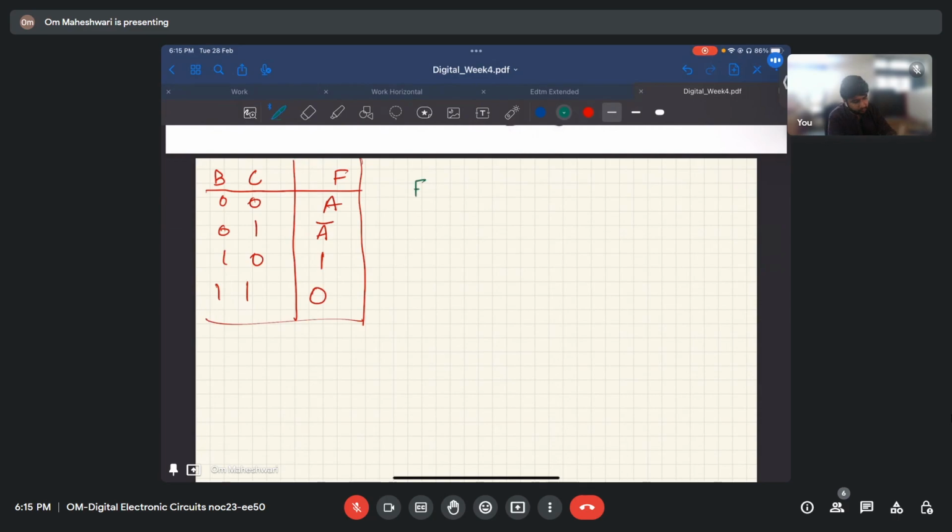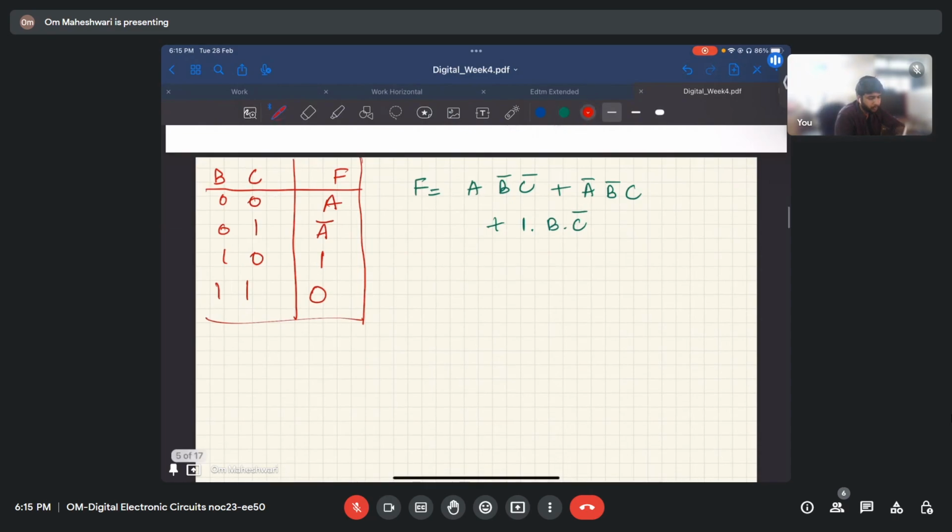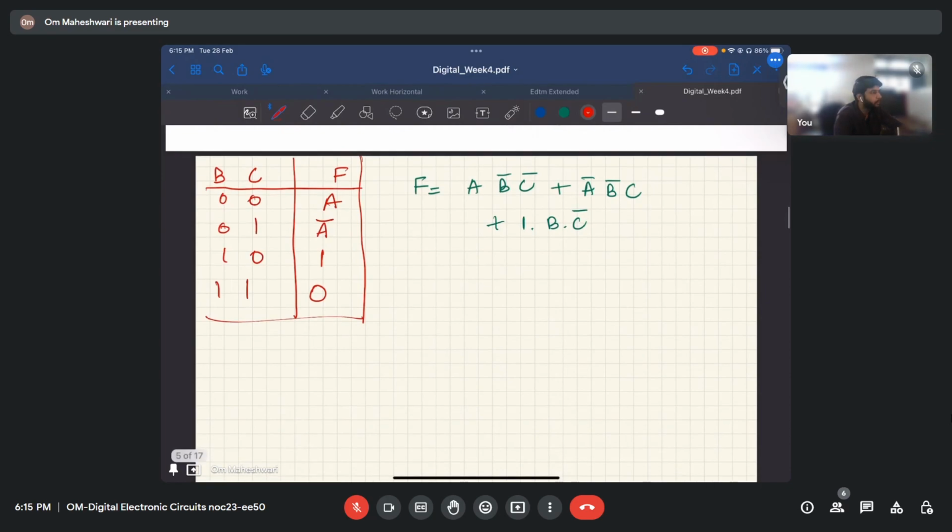So here what we will get, F equals to B bar C bar A. I'll write it as ABC. A B bar C bar plus A bar B bar C plus, okay, so this is what, just A will be 1 dot B C bar plus 0, then that's always 0. Okay, so this is the expression that we have for F. Now we have to identify the min terms for this.